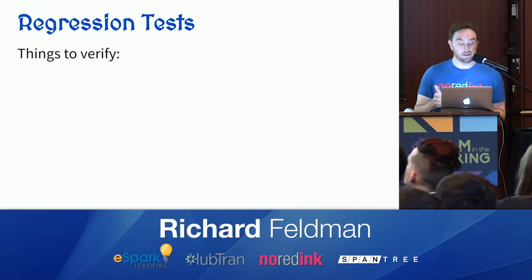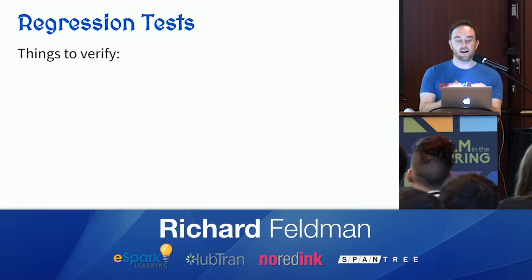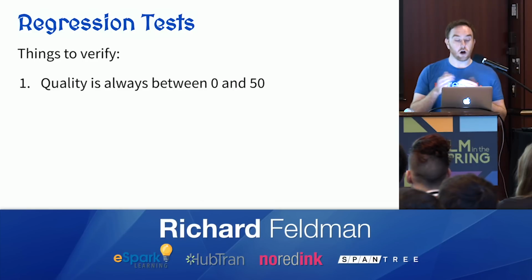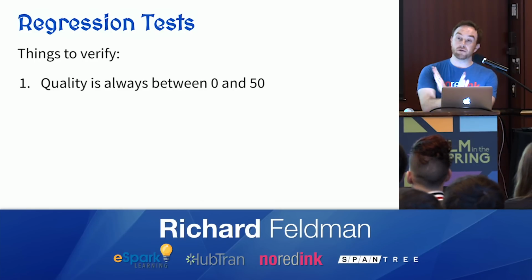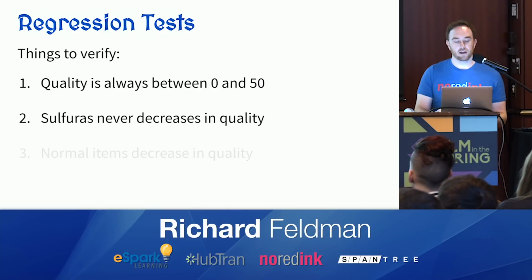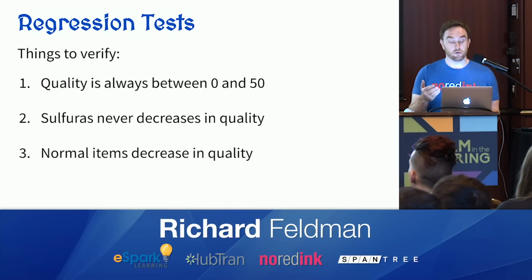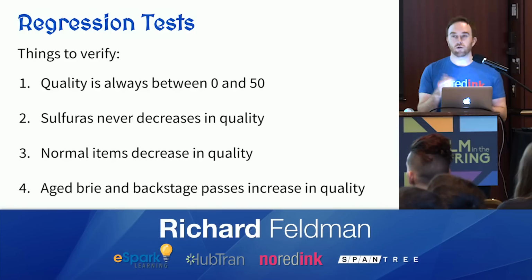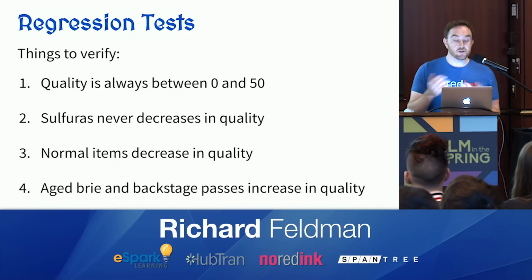Well, essentially we want to verify the business logic, like the rules that we set out of the Gilded Rose. So for example, quality values always need to be between 0 and 50. They can never be below 0, they can never be higher than 50. Second, Sulfuras, the legendary item, never decreases in quality. Third, normal items do decrease in quality at a rate of 1 per day. And fourth, items like Aged Brie and Backstage passes increase in quality according to various rules. So these are the types of things we want to do.